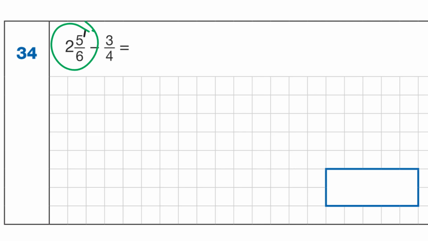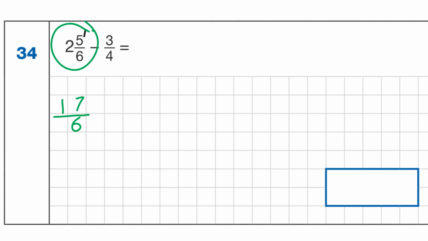If you don't know how to convert mixed numbers to improper fractions and vice versa, then you do need to check that out. It's a really important skill to learn. So check out my fractions ebook if you're not sure on that skill. So I'm just going to quickly convert. So 2 and 5/6 is the same as 17/6.